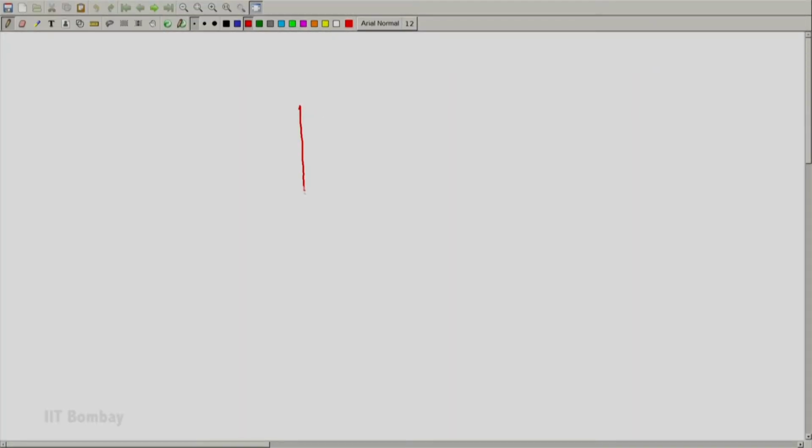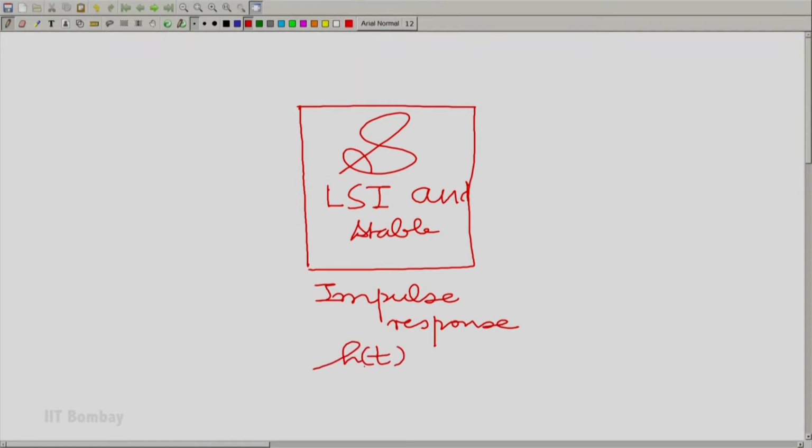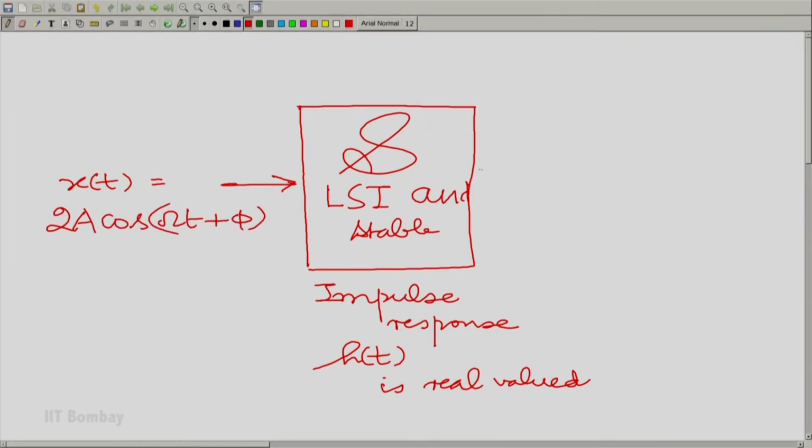So, what I said was, we could take a linear shift invariant system, let us call it script S. This is linear shift invariant and stable. The impulse response h(t) is real valued. We gave the input x(t) equal to 2a cos(omega t plus phi), and we queried what the output was.